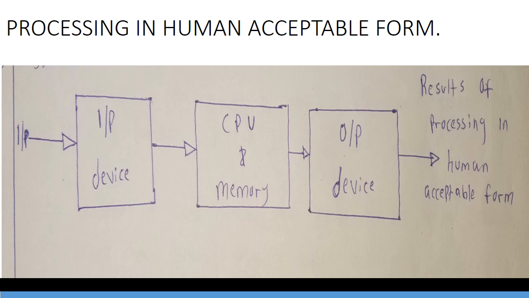Input, which is IP, refers to the input. So this is the input device. The input device allows individuals to input vital data and information into the computer system. Then we have the CPU, which is known as the central processing unit, and the memory unit.